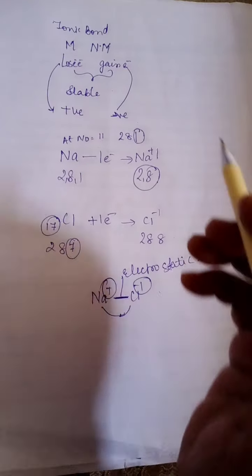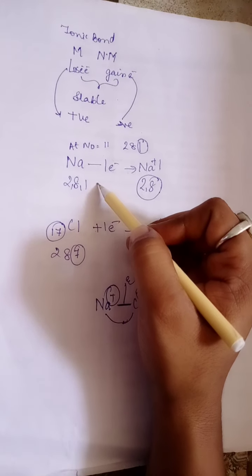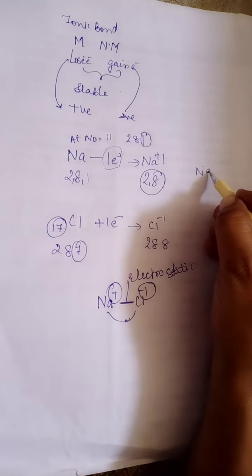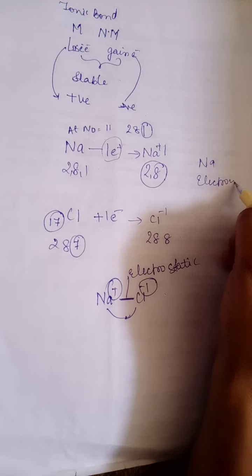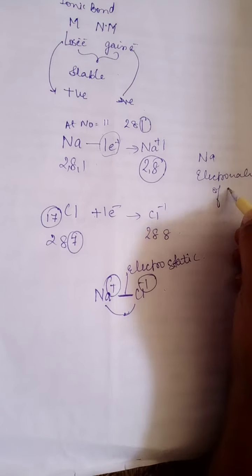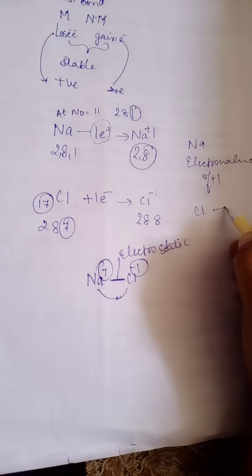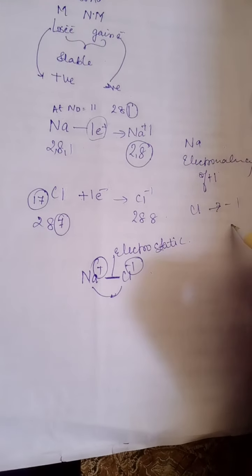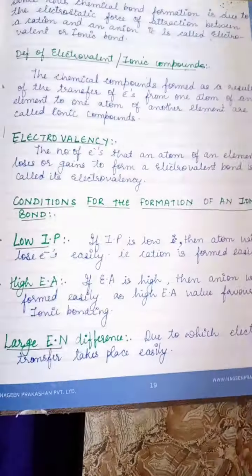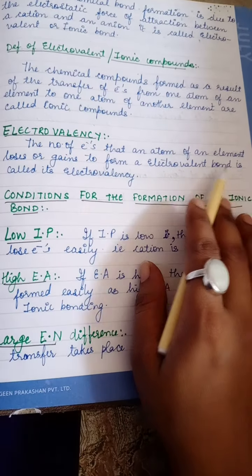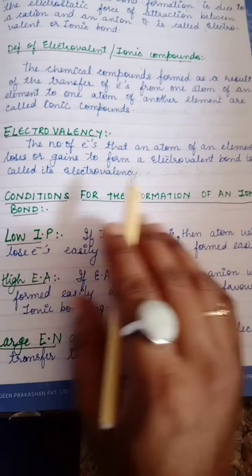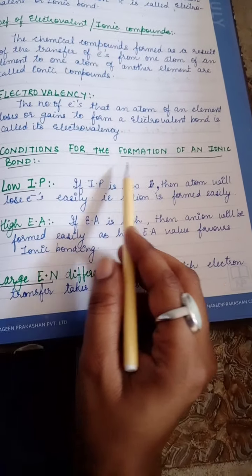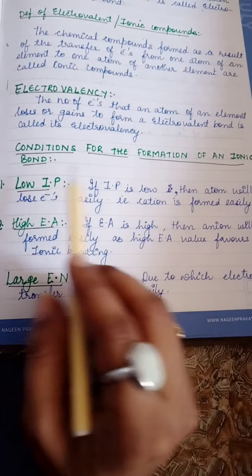So here, how many electrons are lost by sodium? 1. So sodium has an electrovalency of +1, and chlorine has an electrovalency of -1, because here sodium loses 1 electron and chlorine gains 1 electron. So the number of electrons that an element loses or gains to form an electrovalent bond is called its electrovalency. Now, what are the conditions for the formation of an ionic bond?